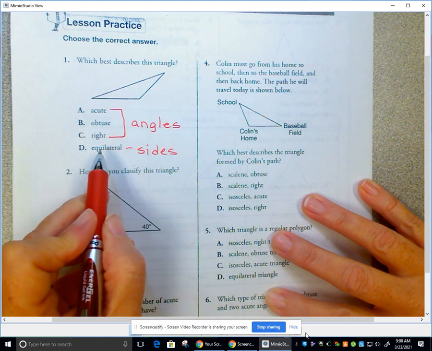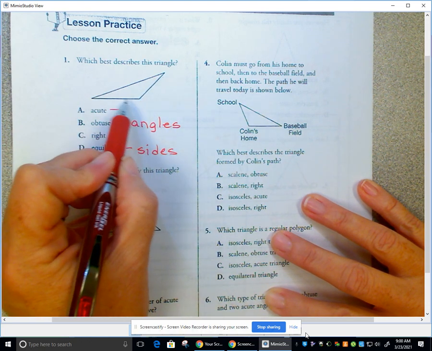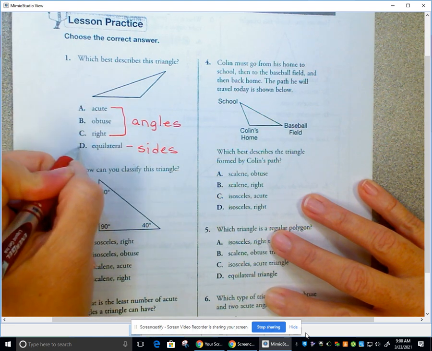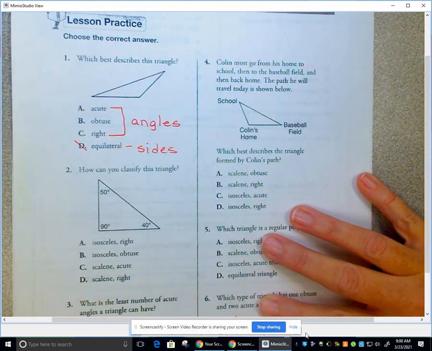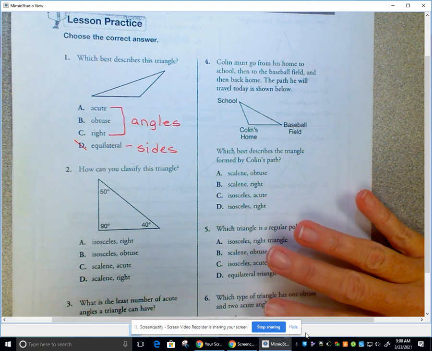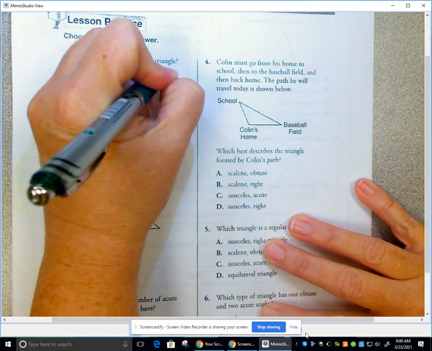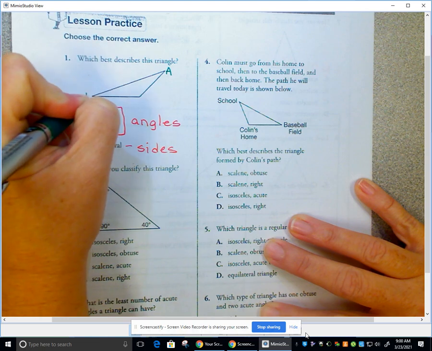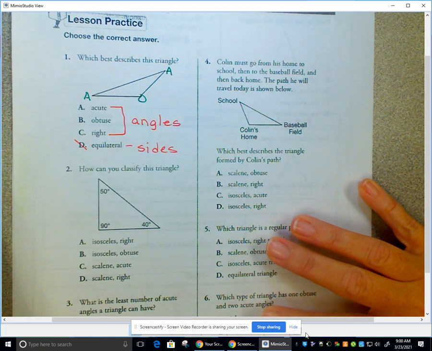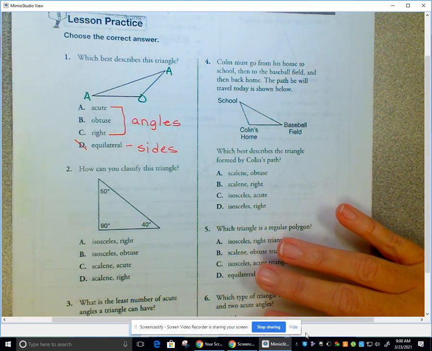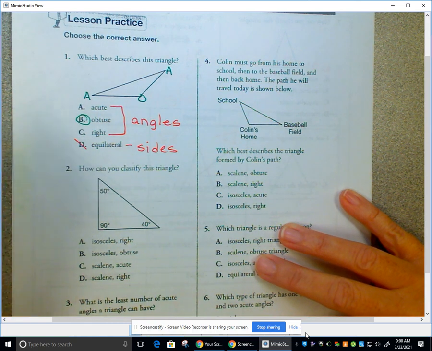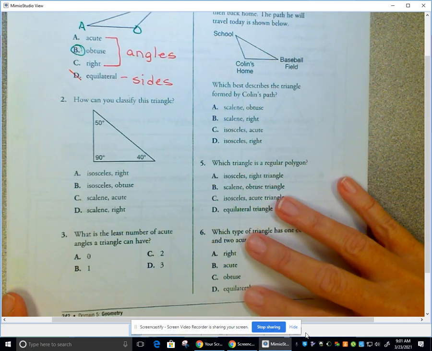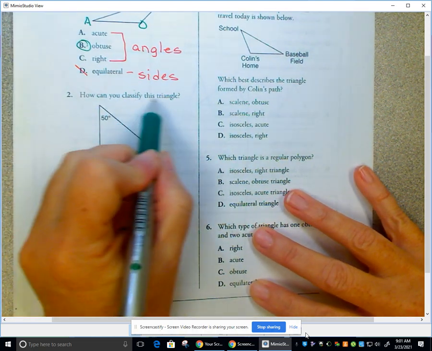And I can tell you immediately that all of these sides are not equal. So I am ruling out an equilateral. So now I've got to look at the angles. And remember, the best way to name it by angles is to go ahead and name all the angles. Acute, acute, obtuse. So that makes this triangle an obtuse. See that? All right, it says, how can you classify this triangle?